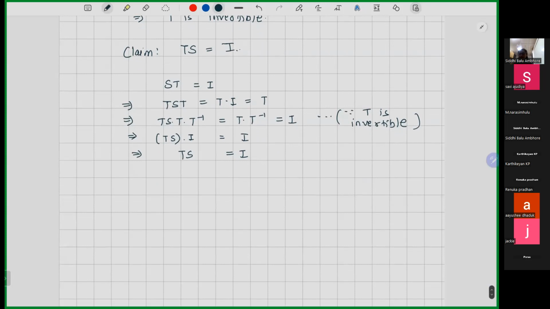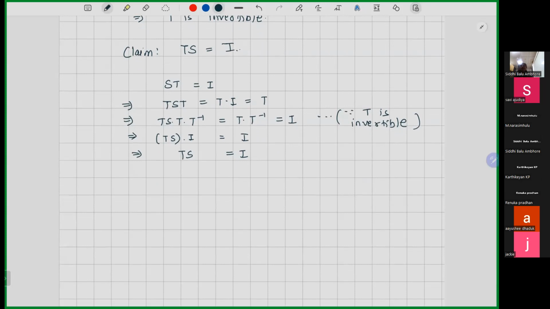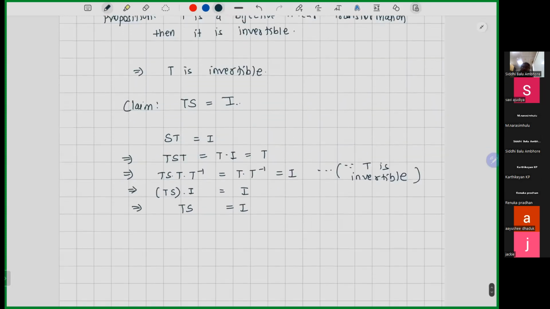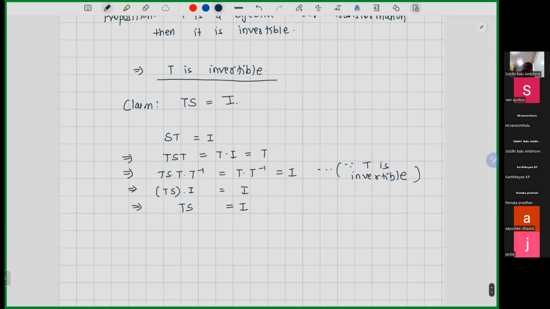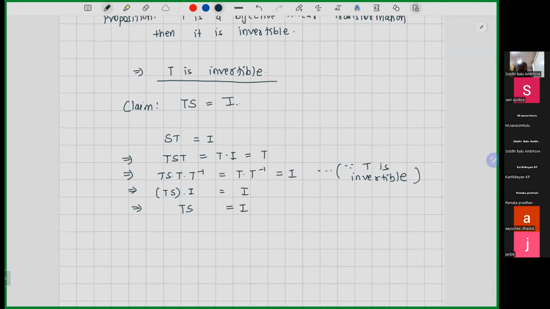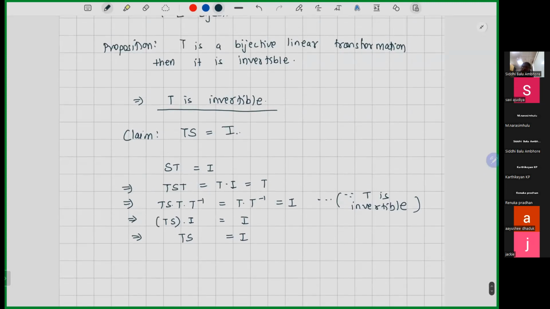So any doubt here that ST is I? So we got that TS is I. And in order to get that, we proved that T is an invertible linear transformation. So this is also true, okay? So if ST is identity, we can very well say that T is invertible.